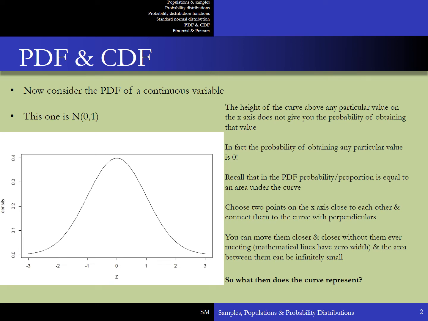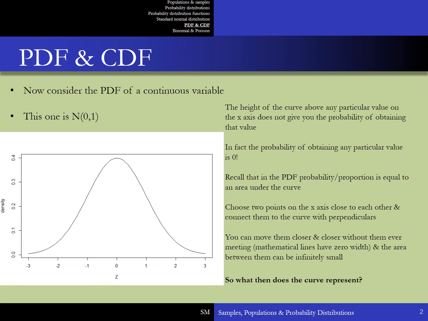Now consider the probability density function of a continuous variable. This one is normally distributed with mean of 0 and variance of 1, and if it has a variance of 1, the standard deviation is also 1. The height of the curve above any particular value on the x-axis does not give you the probability of obtaining that value. In fact, the probability of obtaining any particular value is 0.